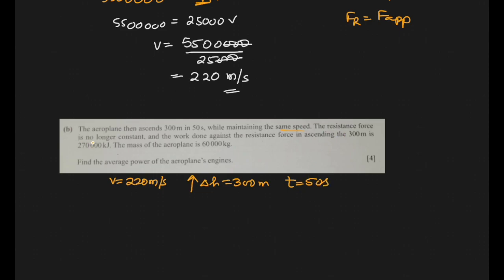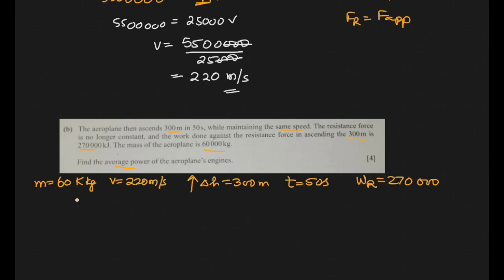The resistance force is no longer constant. It is variable. So the more you are applying force, the resistance force is changing accordingly. Work done against this resistance force for 300 meters, yeah, 300 meters is this. Okay. So work done against resistive force is 270,000. Mass of the aeroplane is 60,000. So they've given mass also. 60k kilograms. Okay. Find the average power of the aeroplane's engine now. So it is not the one which was earlier.